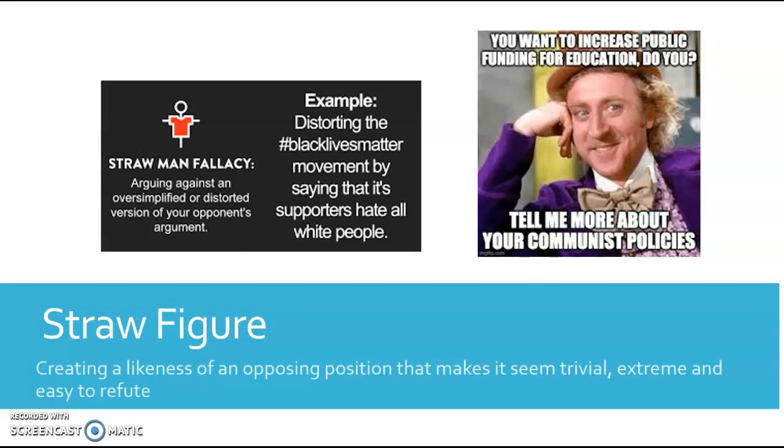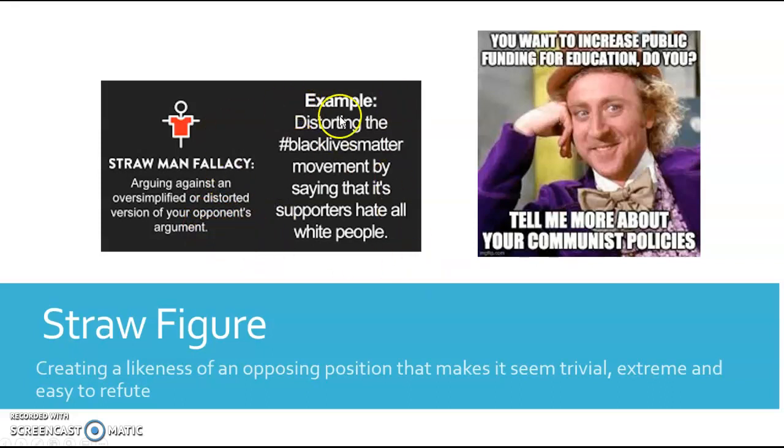Okay, so going back to our straw figure. The straw figure fallacy is creating a likeness of an opposing position that makes it seem trivial, extreme, and easy to refute. That is the straw man. Just like the red herring is meant to distract, the straw man is meant to fall apart. It is not reliable. It can easily be blown over in the wind. The straw man fallacy is arguing against an oversimplified or distorted version of your opponent's argument.